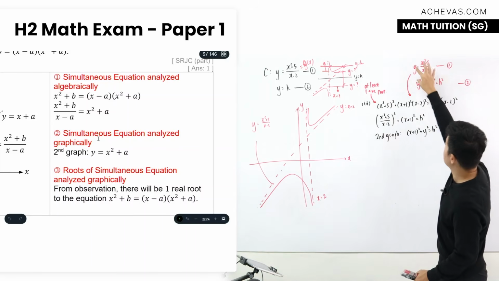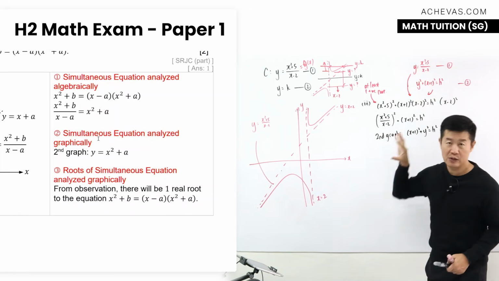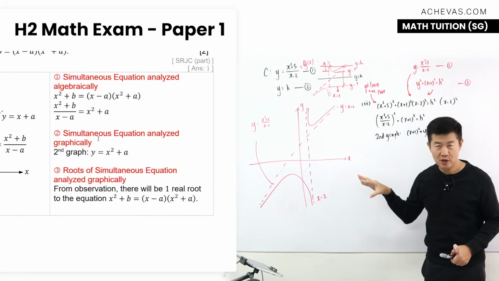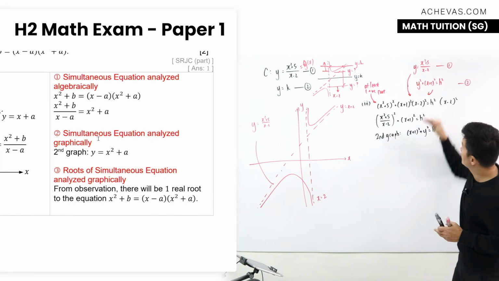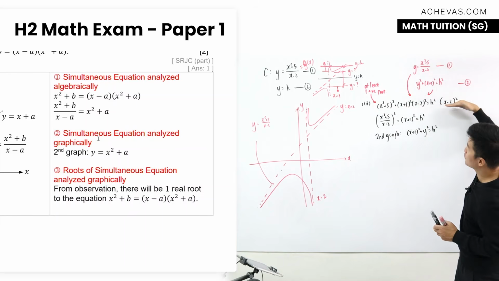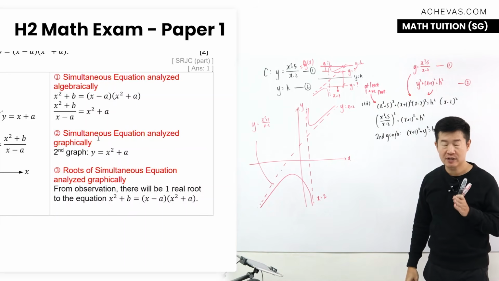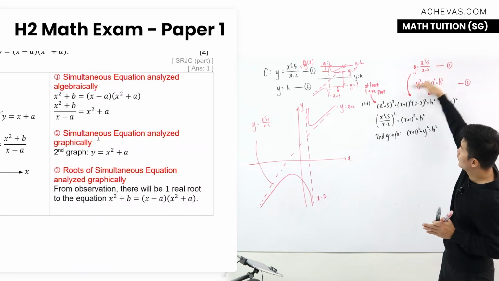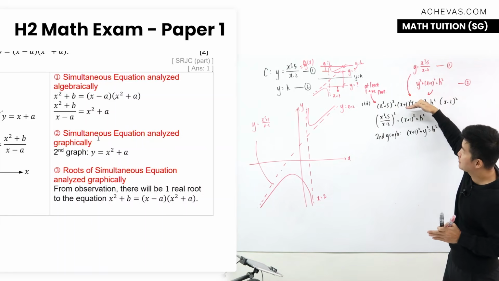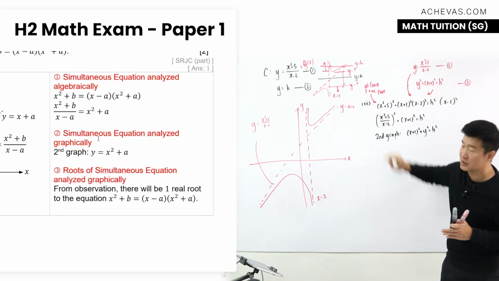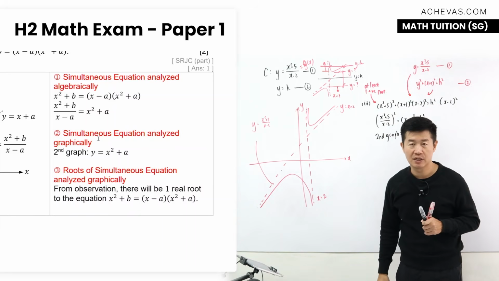So the second thing that we want to do is to try to create the opportunity to analyze this pair of simultaneous equations graphically. The reason is because the x-coordinates of the intersection between the two graphs are going to be the roots to this equation. You agree, right? And then subsequently, we can move on to the third step to discuss the roots of the simultaneous equation.